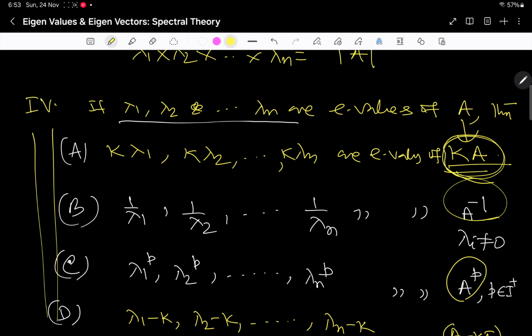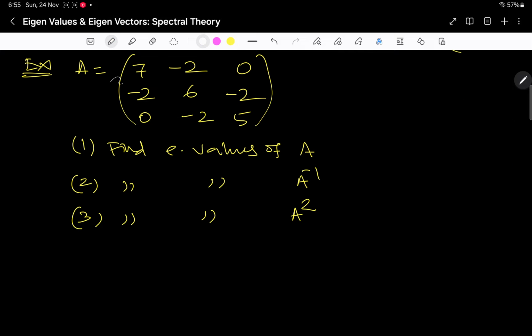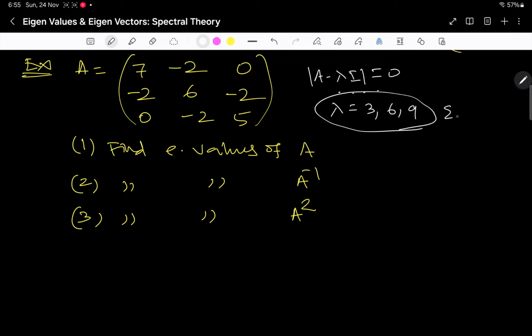Okay, for example, suppose a matrix A is given and you are asked to find the eigenvalues of A. So if you find the determinant of A minus lambda I equal to 0, and go on solving, you will get lambda is equal to 3, 6 and 9. To check whether it is true or not, what is the summation of lambda i? It is 9 plus 3, 15 plus 3, 18. And what about this sum? This sum is also 18. 6 plus 5, 11 plus 7, 18. So it is correct now.